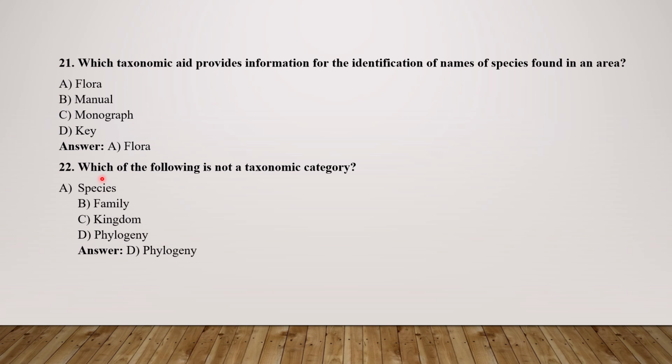Question 22. Which of the following is not a taxonomic category? The right answer is option D, phylogeny. Phylogeny refers to the evolutionary history of organism. It is not a formal taxonomic category.